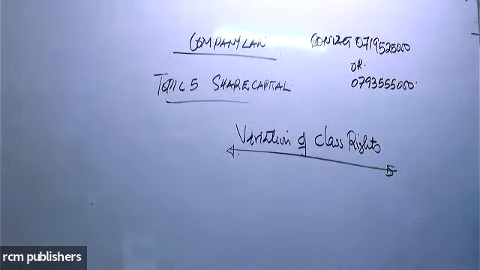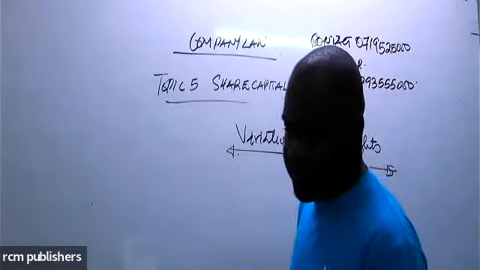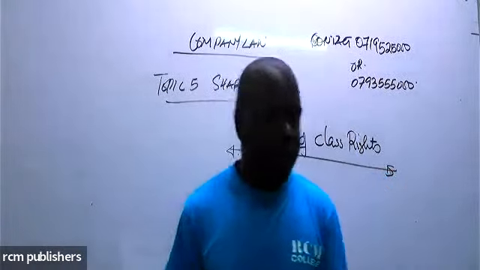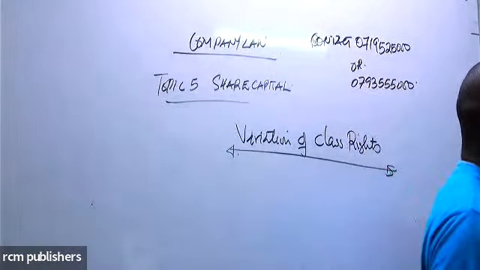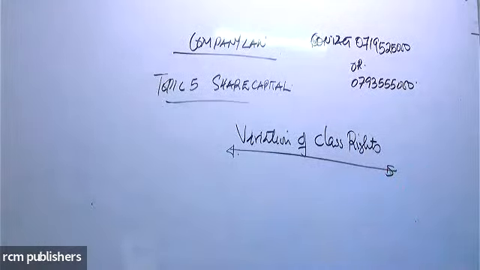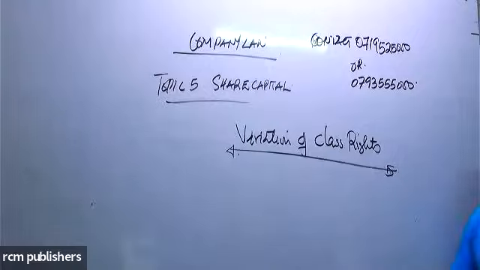For example, if you hold ordinary shares, you have these rights: you can control the affairs of the company. You will be entitled to the residue of the company in case of liquidation. If you are a preference shareholder, you'll be entitled to get dividends before any other class. You get dividends at a specific rate. Those are what we call class rights.